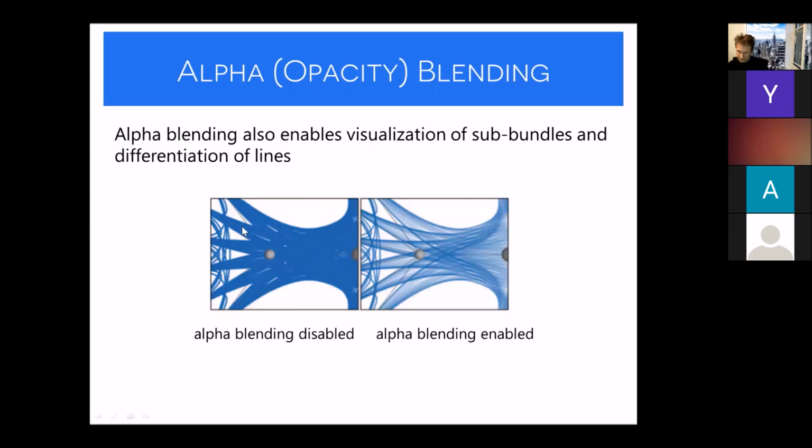Here is another example, alpha blending. You can see sub bundles here. Basically, only make the lines that are at the periphery of the bundles thick, and make everything else not so thick. Then you can see the individual dynamics of the bundles.